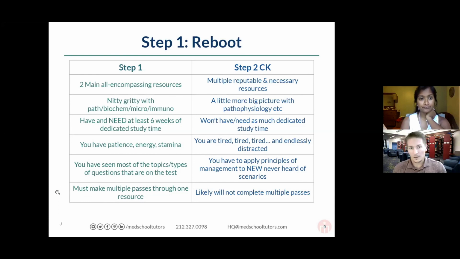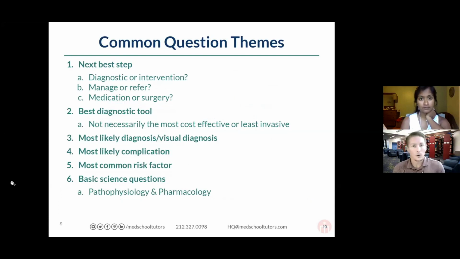Speaking more on step 2 in terms of its overall layout, we talked about this a little bit, but Sana, do you want to detail a little bit more what type of questions we end up seeing on here? Yeah, absolutely.